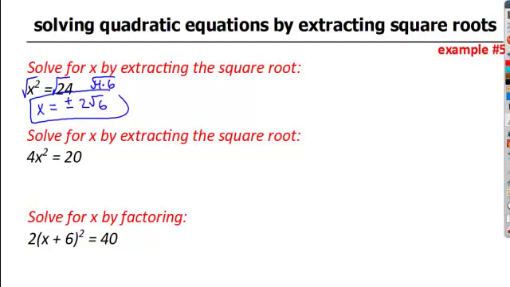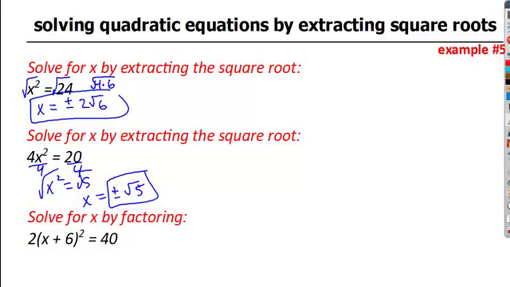Again, when you're entering these online, you do have to list your solutions. Okay, it's possible that you won't just get x squared by itself. It might have a coefficient to it. If that's the case, just get rid of your coefficient, undo it. So here we divide by 4, giving us x squared is equal to 5. Extract the square root, giving you x is equal to, taking into consideration both the positive and negative root, and that would be your solution, or your two solutions.